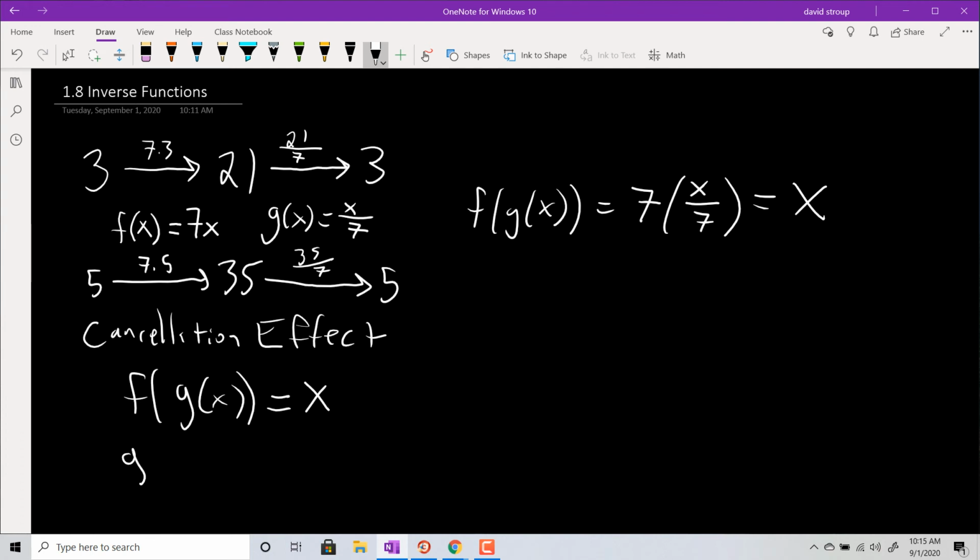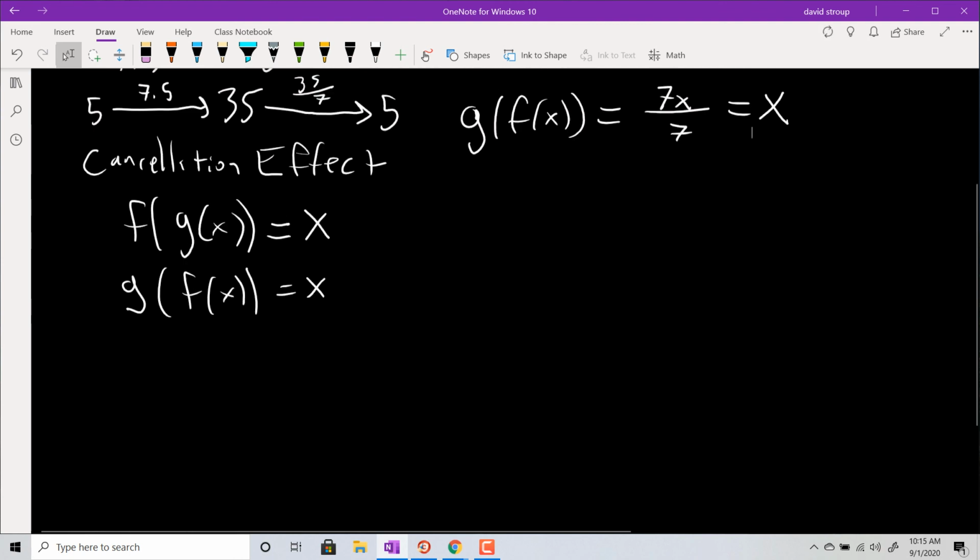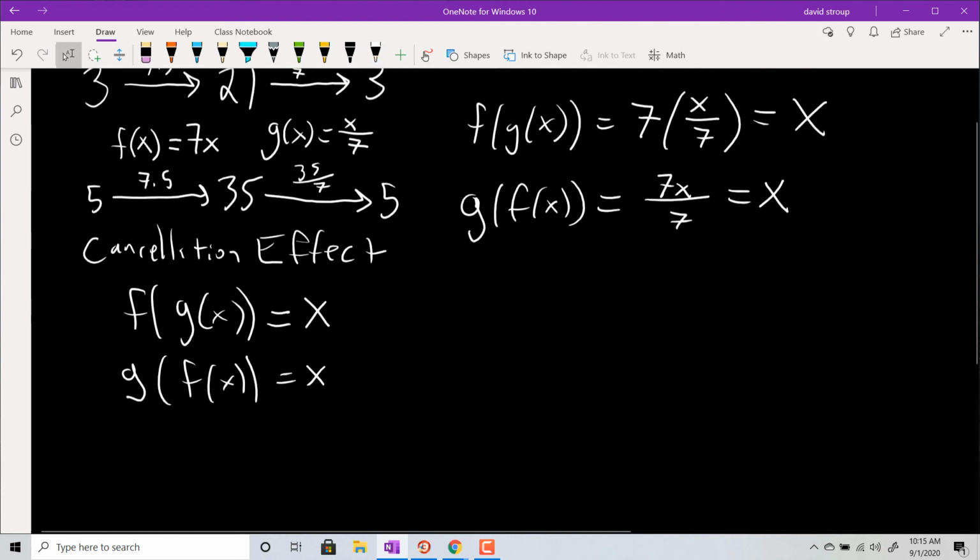And the other way around should also work if they are inverses. So let's try g of f of x. This time, wherever I see x in g of x, I'm putting 7x. 7x over 7 is x. So when that happens, when the cancellation effect is working, you'll have inverse functions. And we could say g of x is the inverse of f of x.